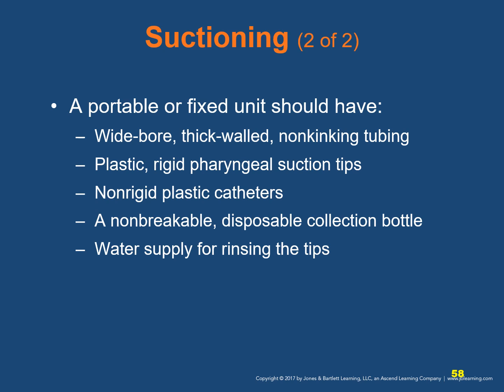Hand-operated suctioning units with disposable chambers are reliable, effective, and relatively inexpensive. A portable or fixed unit should be fitted with the following: wide-bore, thick-walled, non-kinking tubing; plastic rigid pharyngeal suction tips called tonsil tips or Yankauer tips; non-rigid plastic catheters called French or whistle tip catheters; a non-breakable disposable collection bottle; and water supply for rinsing the tips.